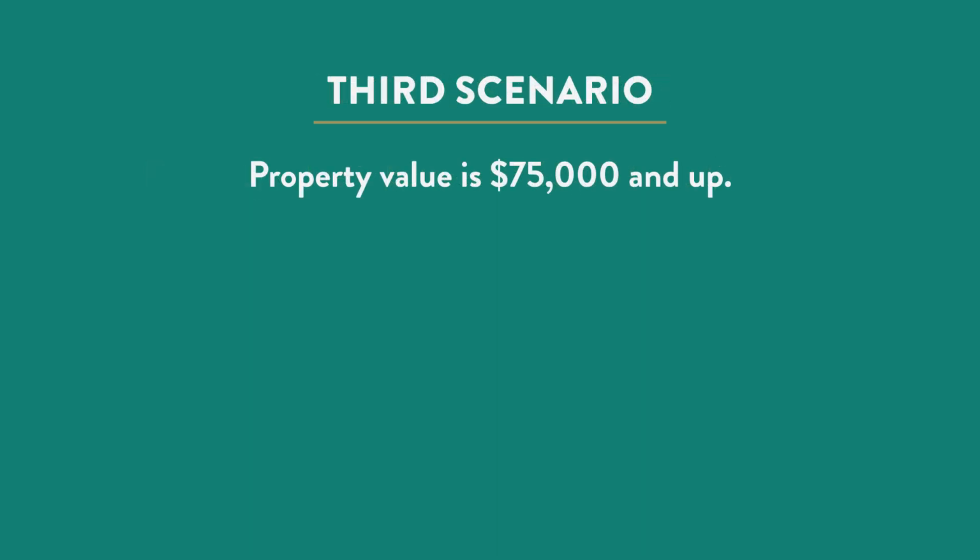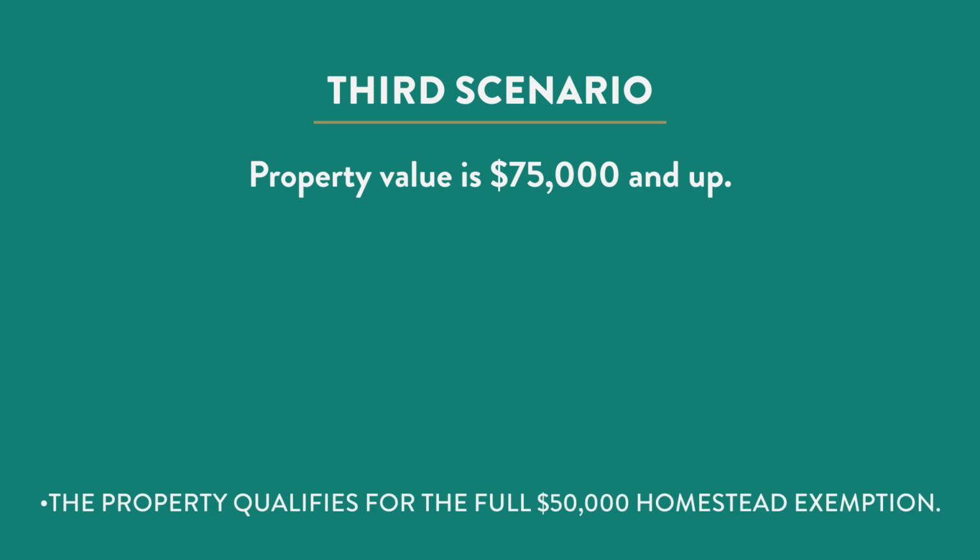In our third scenario, the property value is $75,000 and up. Here, the property qualifies for the full $50,000 homestead exemption. The calculation is as follows. The assessed value, we know this is going to be upward of $75,000, so the assessed value times the tax rate is going to equal our tax liability. I think you're seeing a theme here.